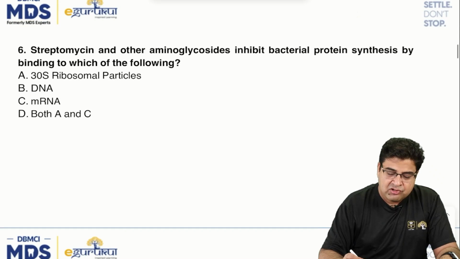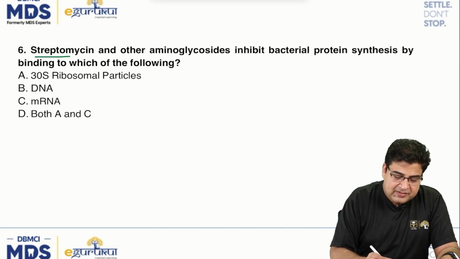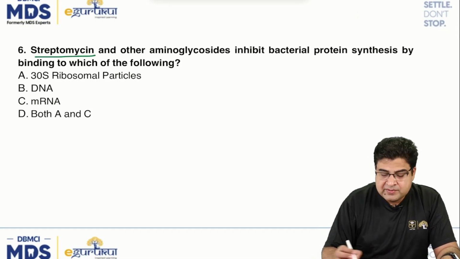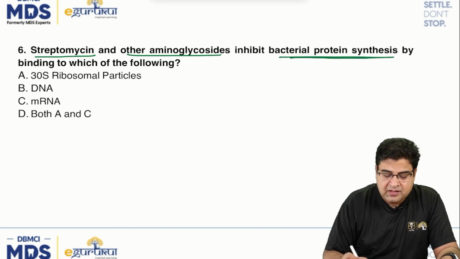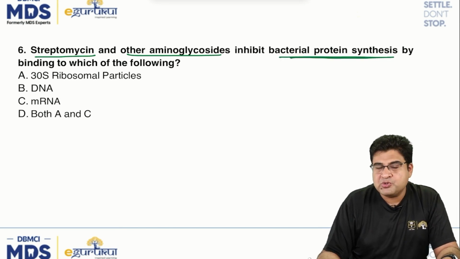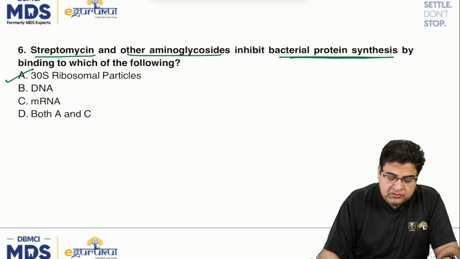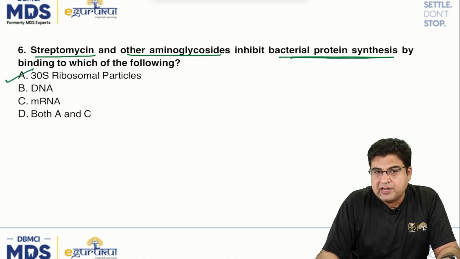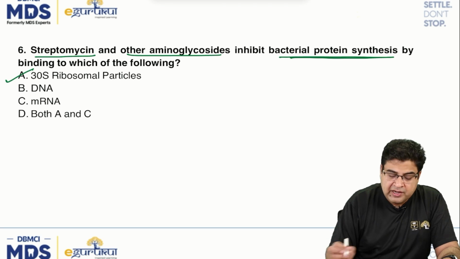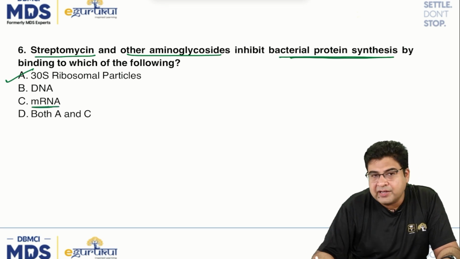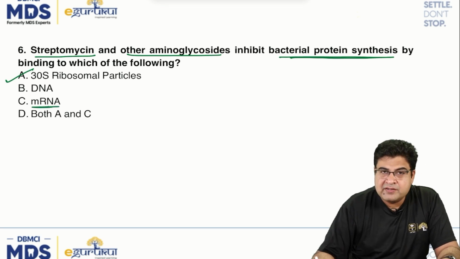Question number 6, based on antibiotics. The medicine name is streptomycin. Streptomycin and other aminoglycosides inhibit bacterial protein synthesis by binding to which ribosome? The answer is the medicine will act on the 30S ribosome, where it will inhibit the messenger RNA reading. So there the medicine will bind to the 30S ribosome and inhibit the messenger RNA reading.